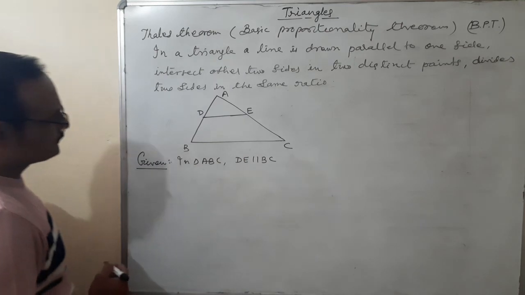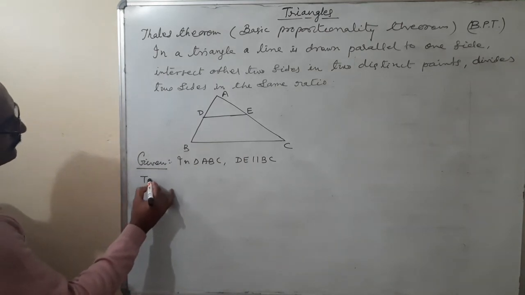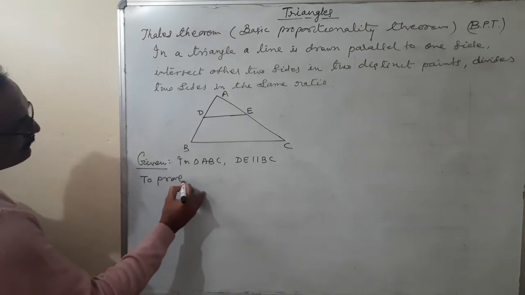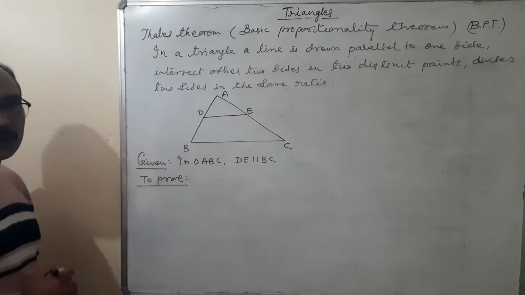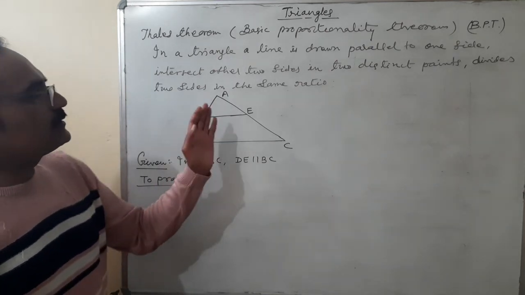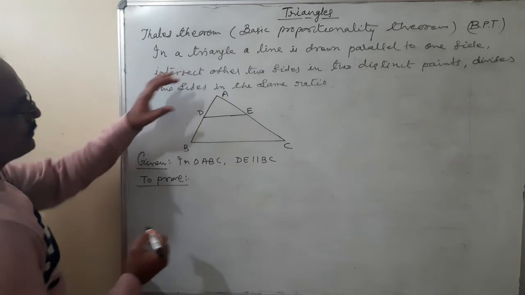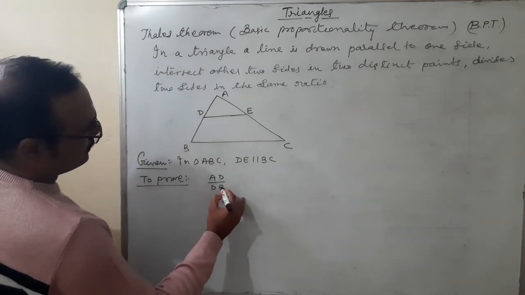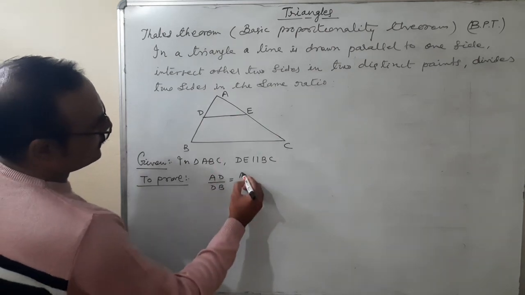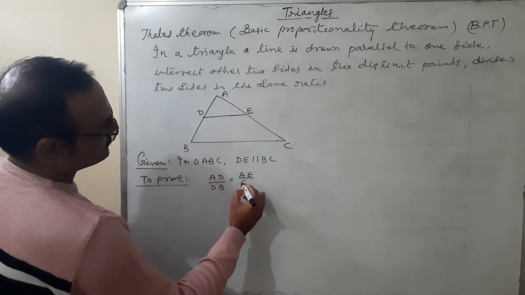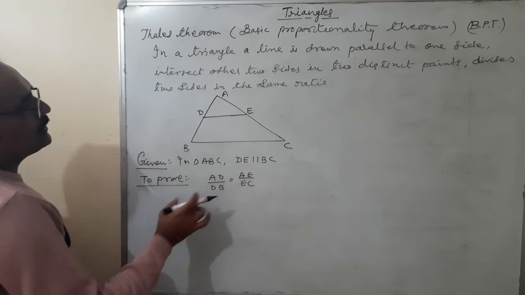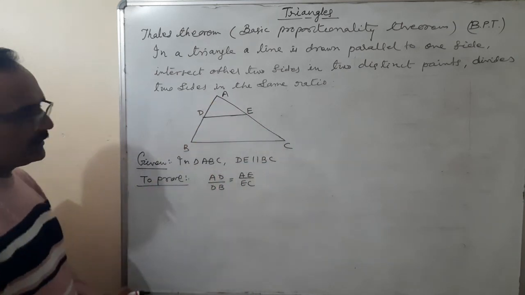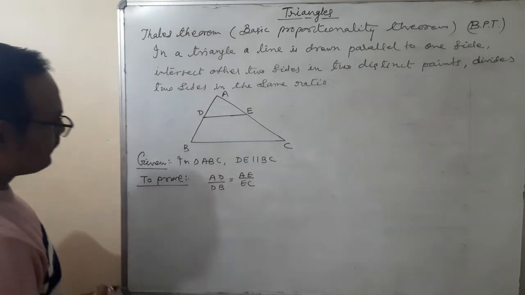It is given. To prove. What we are going to prove? That it divides two sides in the same ratio. That means AD upon DB is equal to AE upon EC. AD upon DB is equal to AE upon EC. This we want to prove.